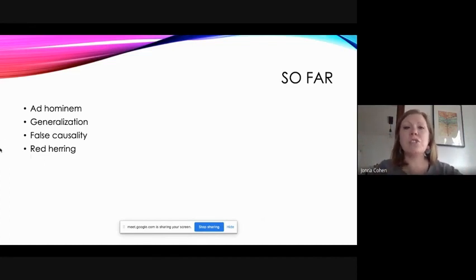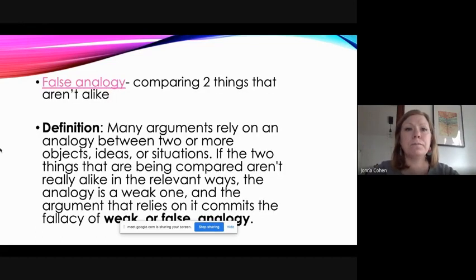Red herring is trying to distract someone by saying something totally random, right? So these are the four that we've learned so far. Today we're going to learn about a couple that are kind of similar, so it starts to get a little trickier as we go on. We're going to learn about false analogy and straw man fallacies of logic. So please make sure you're taking notes as we go along.